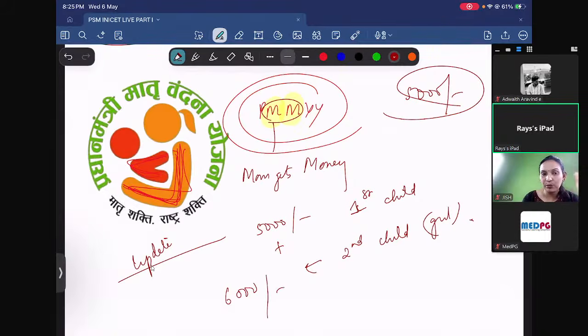So if I have a boy first, I get 5,000 rupees. If I'm pregnant again and the second time I deliver a girl, I get 6,000 rupees. Second time it's a boy, I don't get it. Okay. That is the new update in the PMMVY.